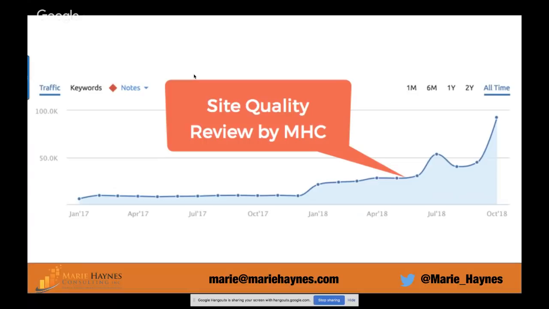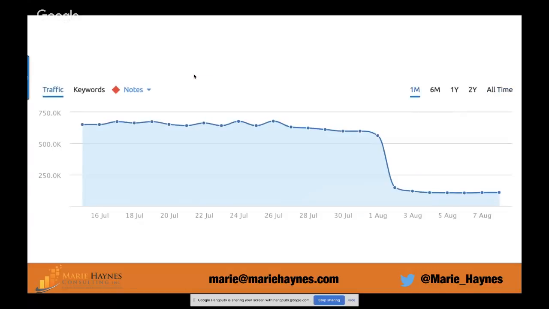And they've been continuing to see improvements, and a lot of this we attribute to EAT. We did also work on some other things on the site too, so it's hard to say that it was 100% EAT. And then at the same time on August 1st, there were a great number of sites that had traffic graphs that looked like this. And this is devastating when a drop like this happens.